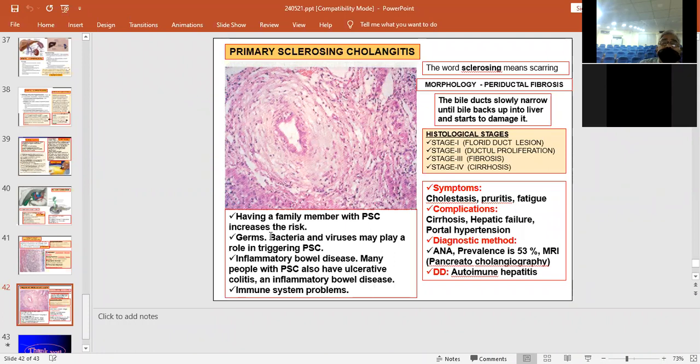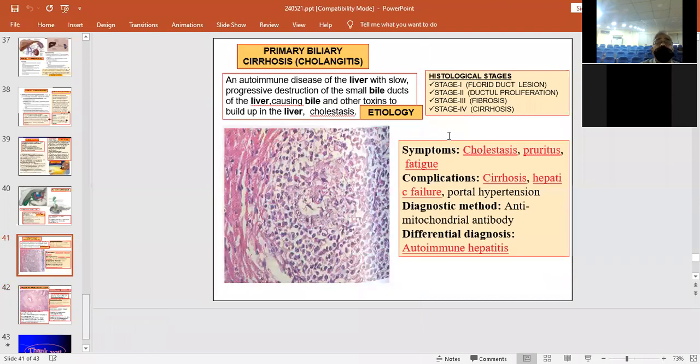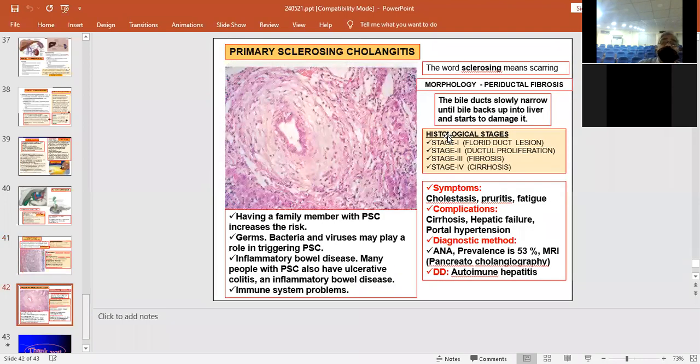Similarly, viruses and infections usually trigger this cholangitis and pruritus and the complications of that. So these things are slightly different between autoimmune and primary cholangitis. It is also called primary cholangitis, as you can see in the previous slide, and the second name is primary biliary cirrhosis. So this is the difference between primary biliary cirrhosis or primary cholangitis and sclerosing, which I have already told you. These are the cases which are in the high risk group; in primary, it is not like that.